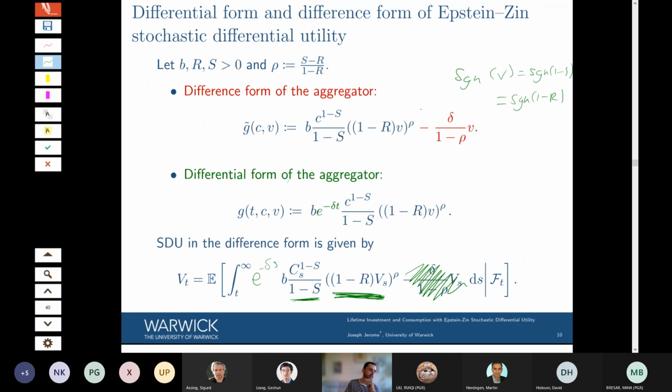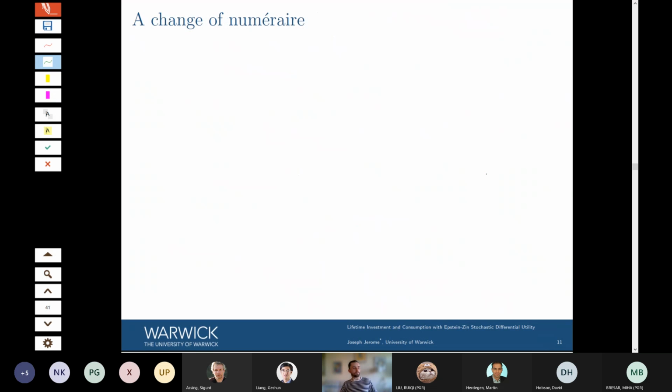So briefly, before I talk about changing numeraire, I'll say why we want to do that. The only setback to this differential form at the moment is that we do have a time dependence. If you look at the difference form, there's no t in here, whereas the differential form does. But actually, we're going to show that we can remove that pretty easily by changing the numeraire that we consider. A numeraire is essentially just a unit of measurement, and go and ask Martin about numeraires if you want to hear from an expert.